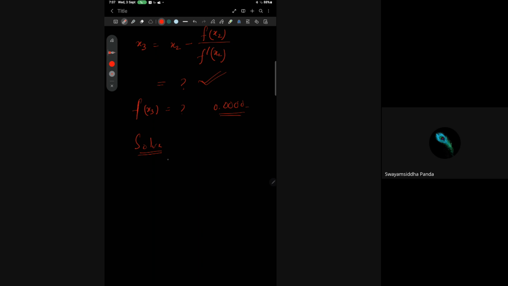Solve x is equal to e to the power minus x.